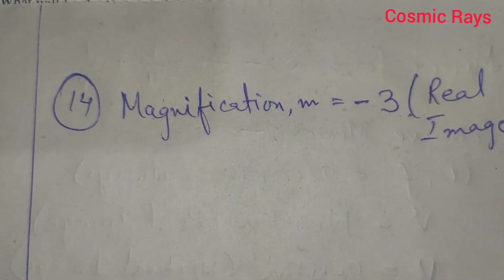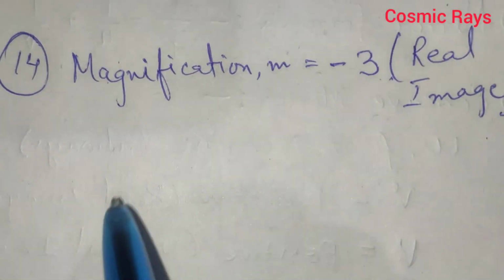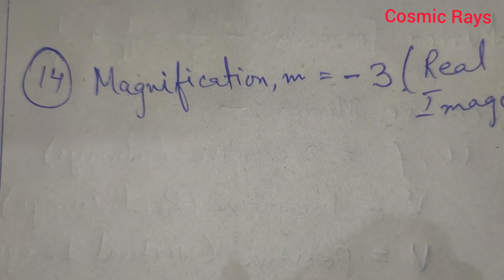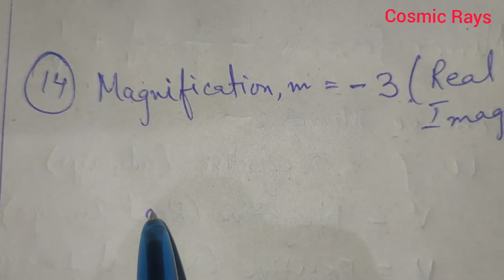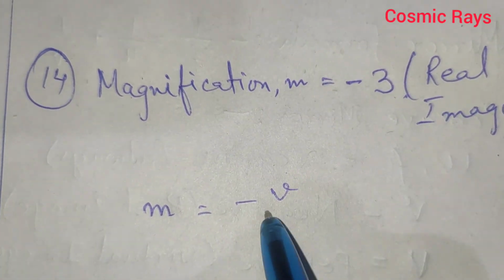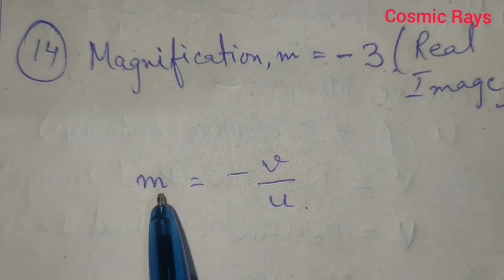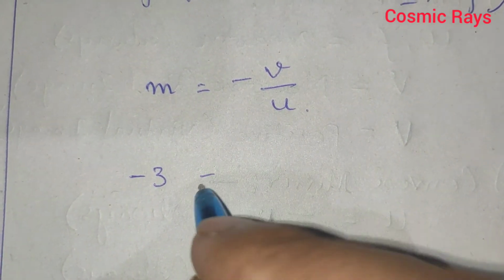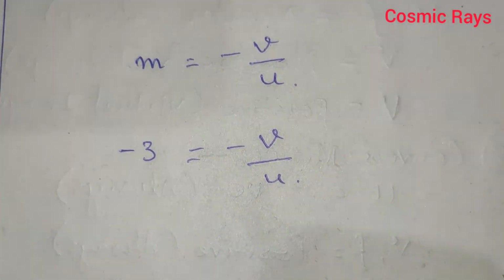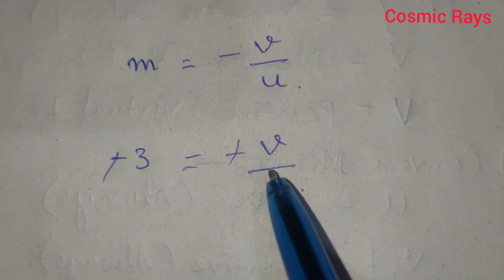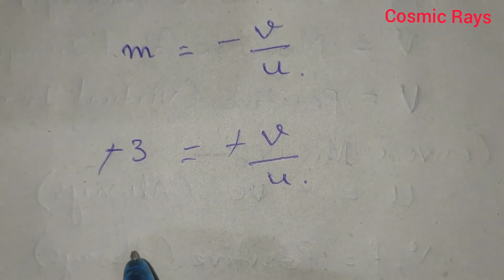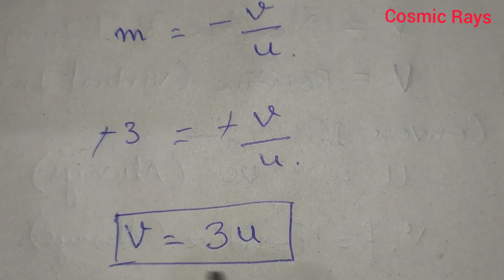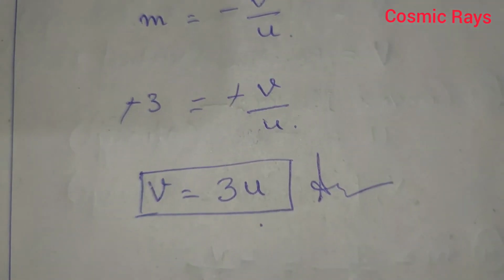Now since this is a real image, we will simply use the formula of magnification and we'll find out how u and v are related. So we know magnification m is given as minus v upon u. So here the value of magnification is minus 3, and they have asked us to find out how v and u are related. So minus and minus cancel out, we simply cross multiply and we get v is equal to 3u. This is how the u and v are related.